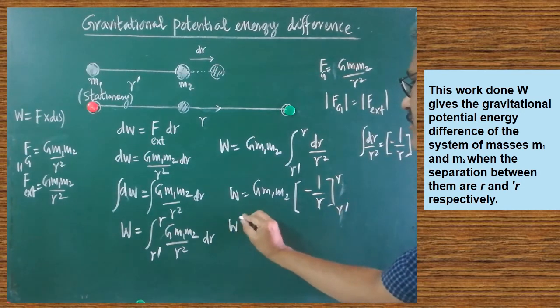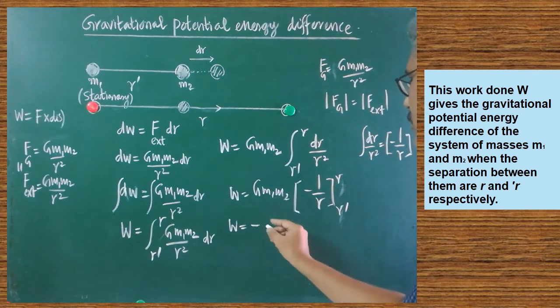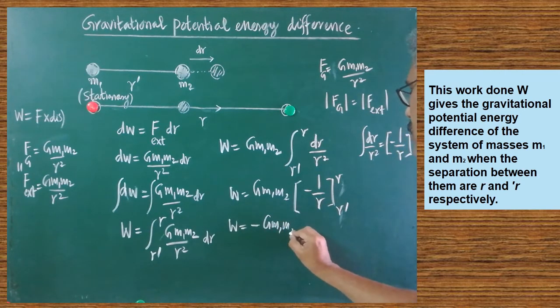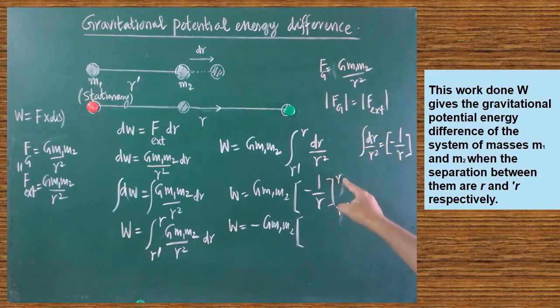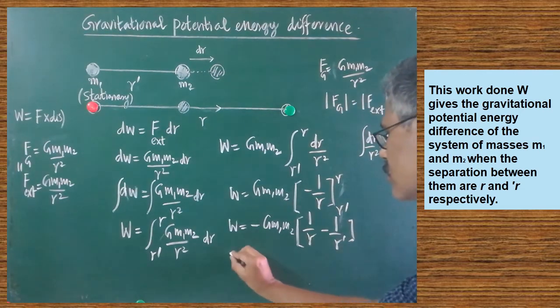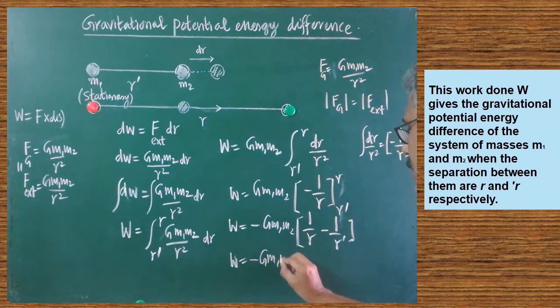In the next step, we can write this minus sign, which can be brought out of the bracket. The constant can be written as G m1 m2. Are you clear? First substitute the upper limit, 1 by r, minus 1 by r dash. So in that format it could be written. The next step, W is equal to minus G m1 m2.